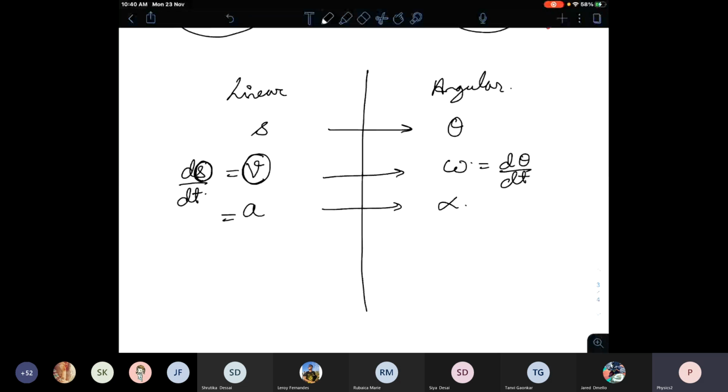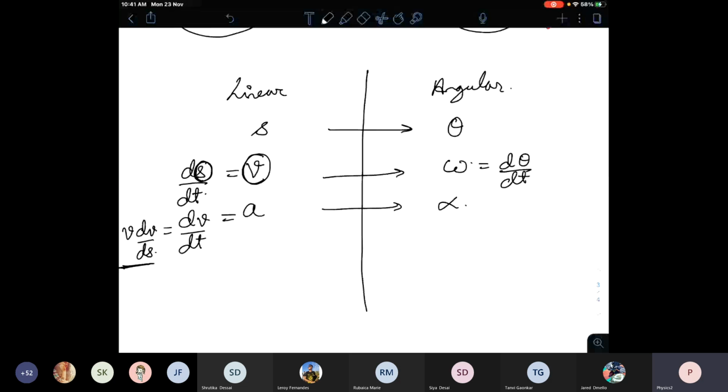So where was I? Acceleration. Now in linear, acceleration can be written as dv by dt, or there is another formula for it, that is v dv by ds. You must have done this. Whenever velocity is represented as a function of displacement instead of time, to calculate acceleration we use the second form.